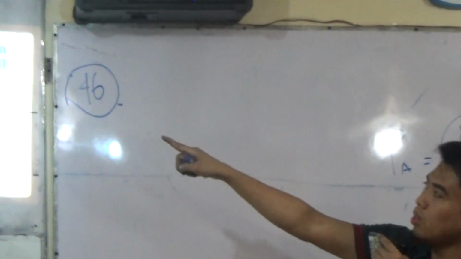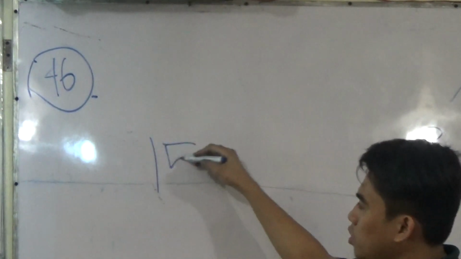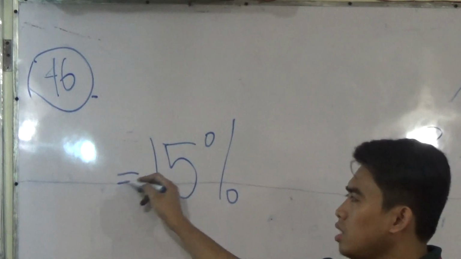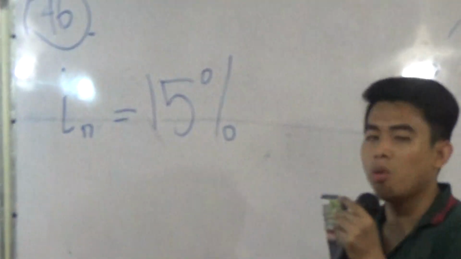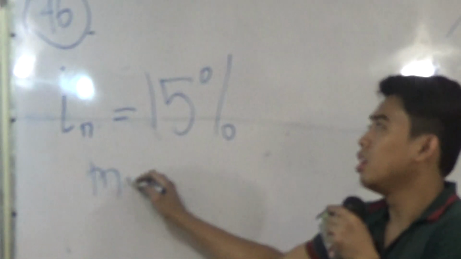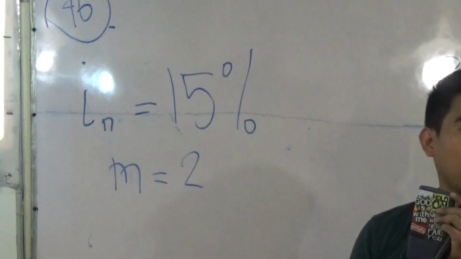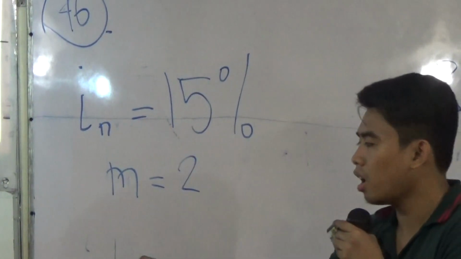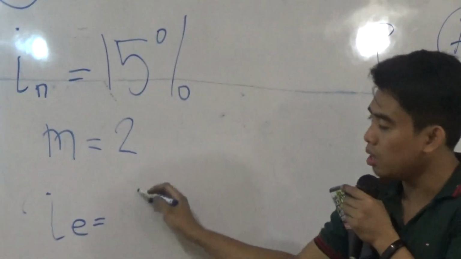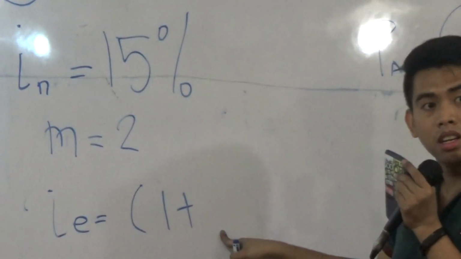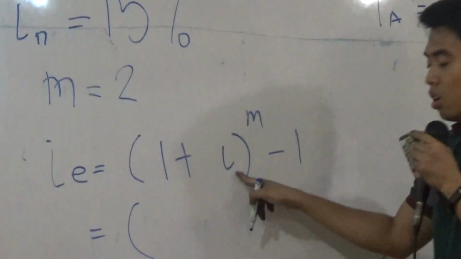So, 15% compounded semi-annually. So, we have 15%. Anong klaseng I? Sir, compounded. So, this is nominal. Ano yung M? Semi-annually. That is 2. Ganun kasimple, sir. Ang tinatanong, effective, direct substitution, for as long na may formula. Anong formula natin effective? 1 plus I raised to M minus 1. Pero since wala akong I, isolve si I.